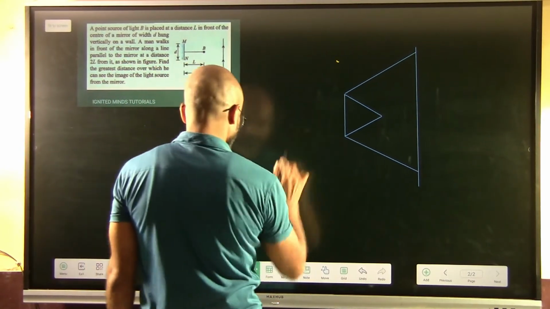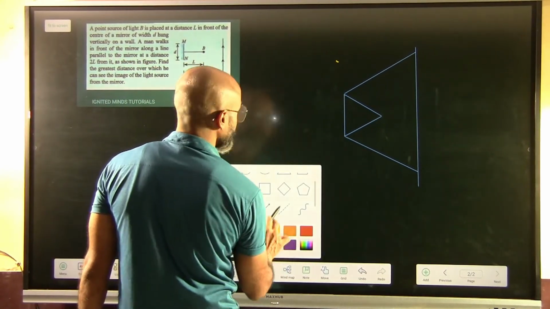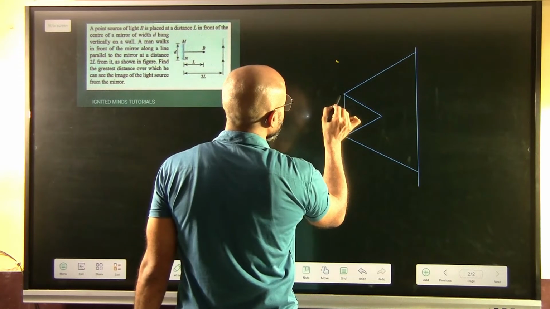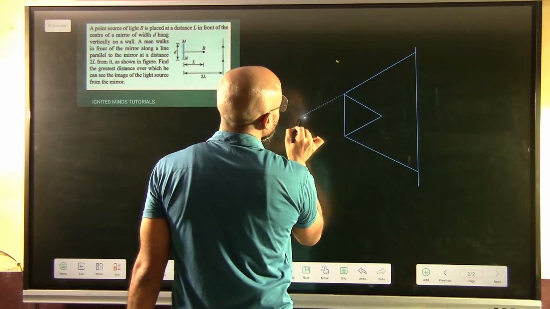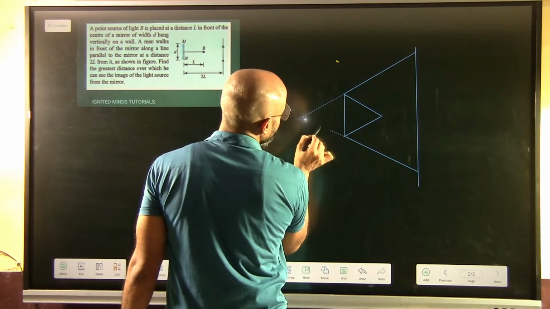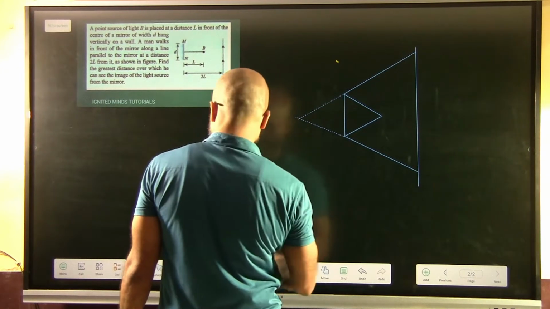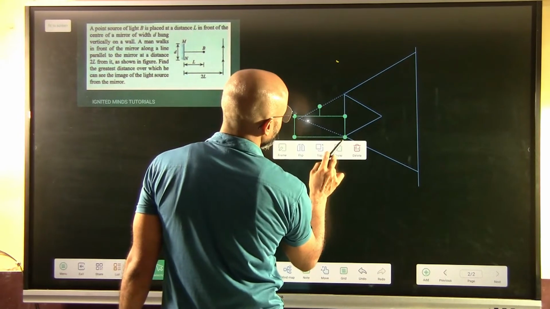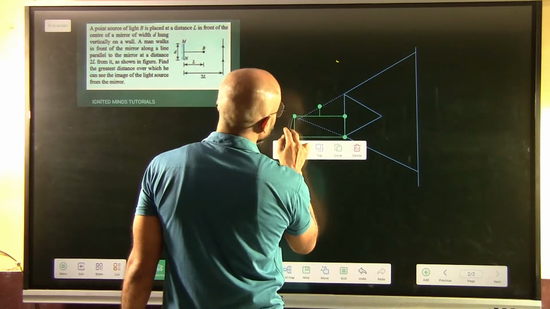Let's extend this beyond here somewhere, and extend this beyond here somewhere. It is not coming as a straight line.